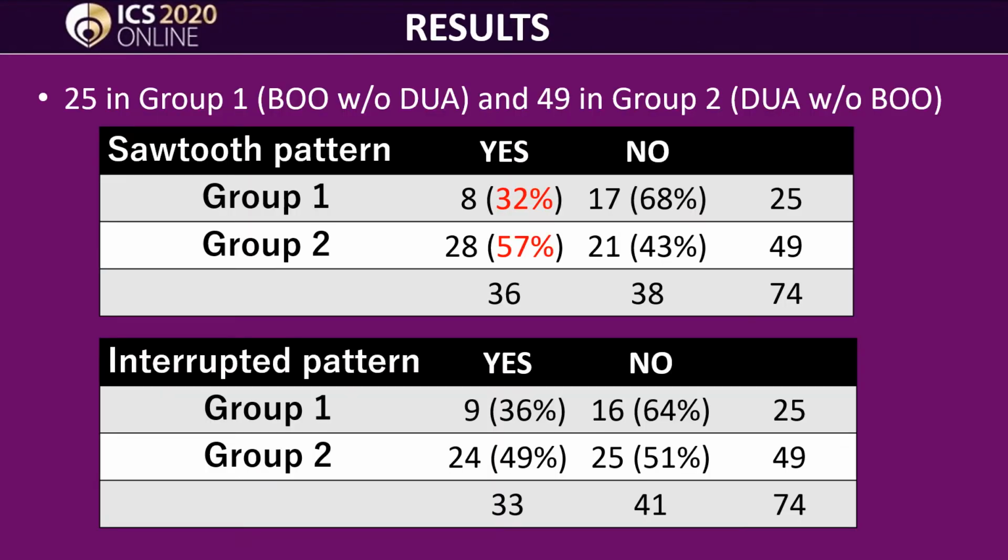Group 1 and Group 2 included the patients only with obstruction and only with detrusor underactivity, respectively. The sawtooth pattern was more common in Group 2, but the prevalence of the interrupted pattern was similar between groups.